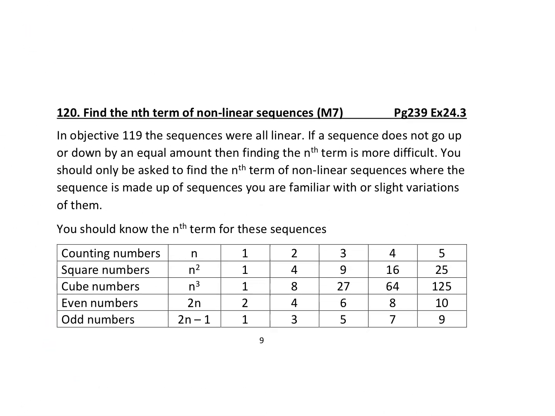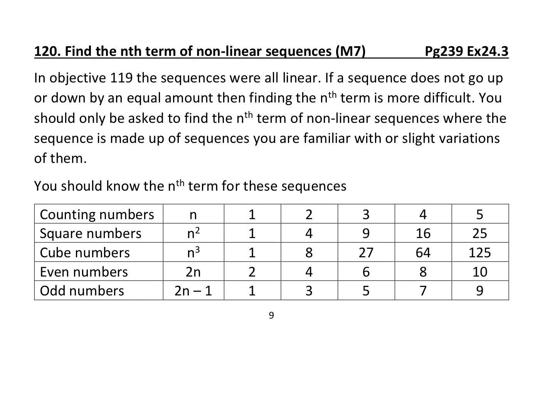Okay. In objective 119, sequences were all linear. If a sequence does not go up or down by an equal amount, then finding the nth term is more difficult. You should only be asked to find the nth term of nonlinear sequences where the sequence is made up of sequences you are familiar with or slight variations of them. In summary, you should be able to find the nth term of a linear sequence. If it's a nonlinear sequence, it shouldn't be too difficult or out there. It should be made up of things that you're hopefully familiar with.